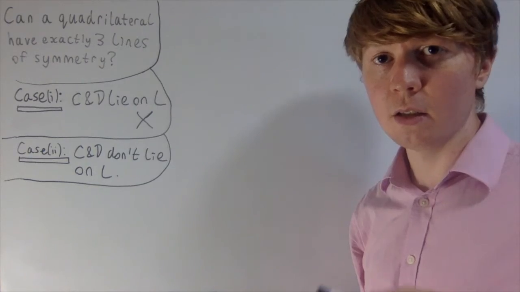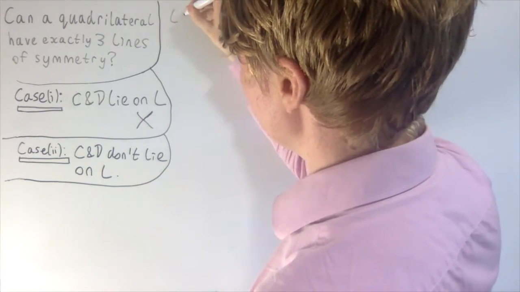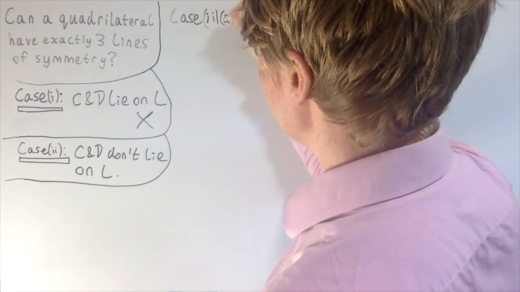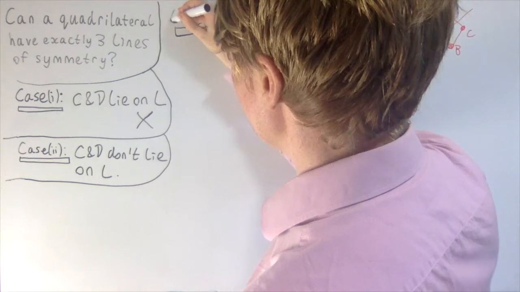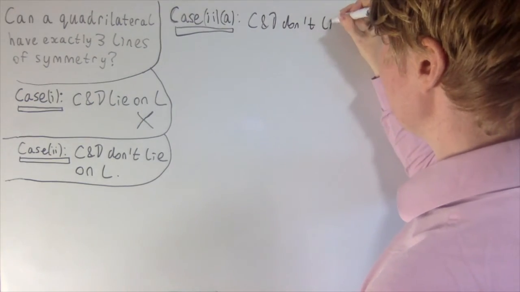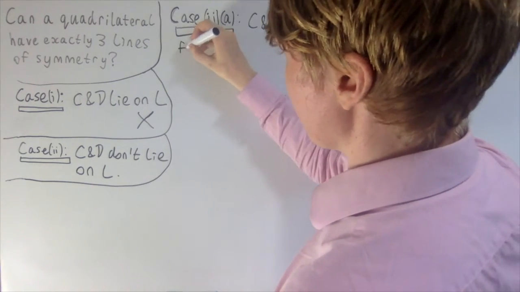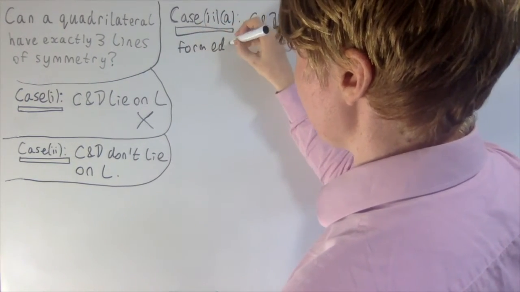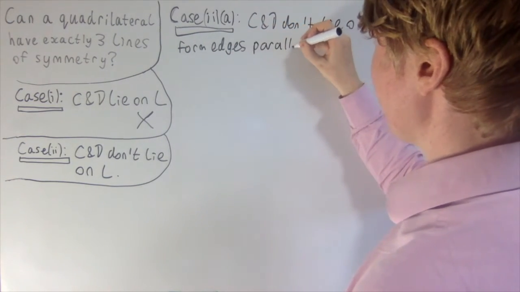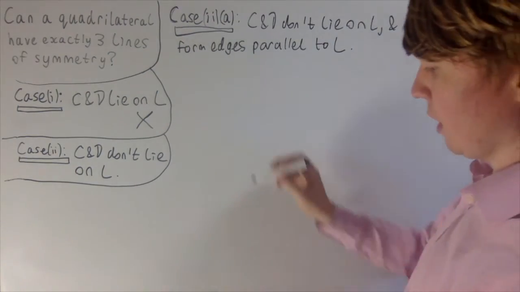And the way we're going to consider this is actually by splitting this up into 2 different cases. So C and D don't lie on L, and I'm going to consider first for case 2A the scenario where C and D don't lie on L, and they form edges which are parallel to the line of symmetry L. So let me draw out what I mean here.